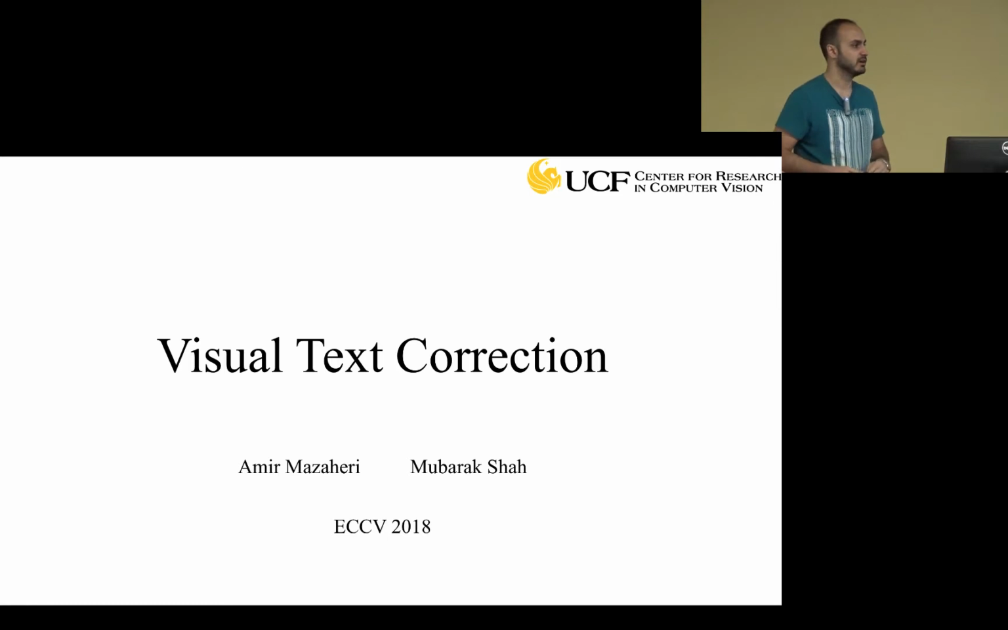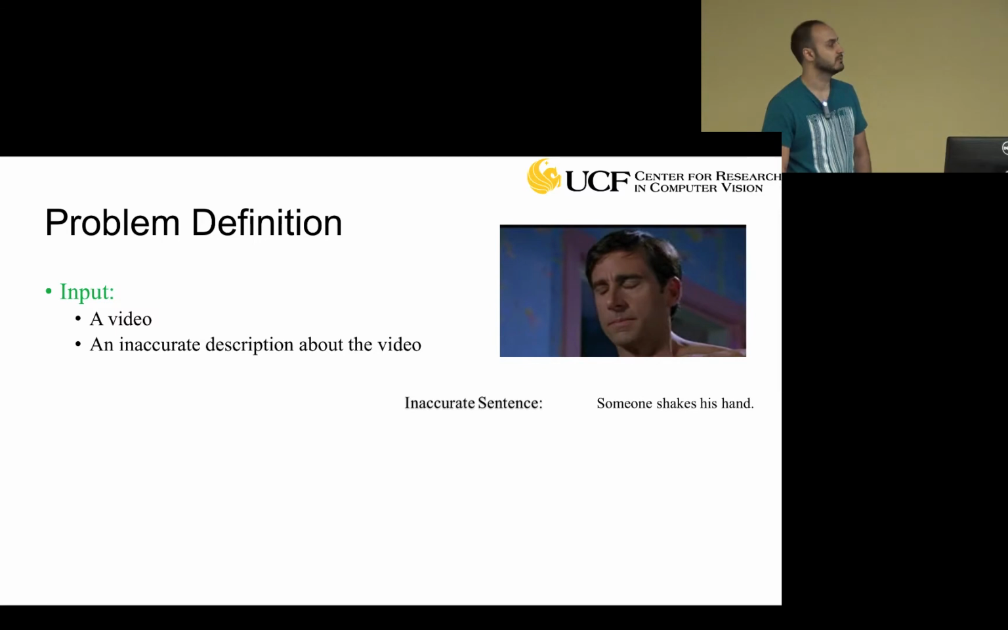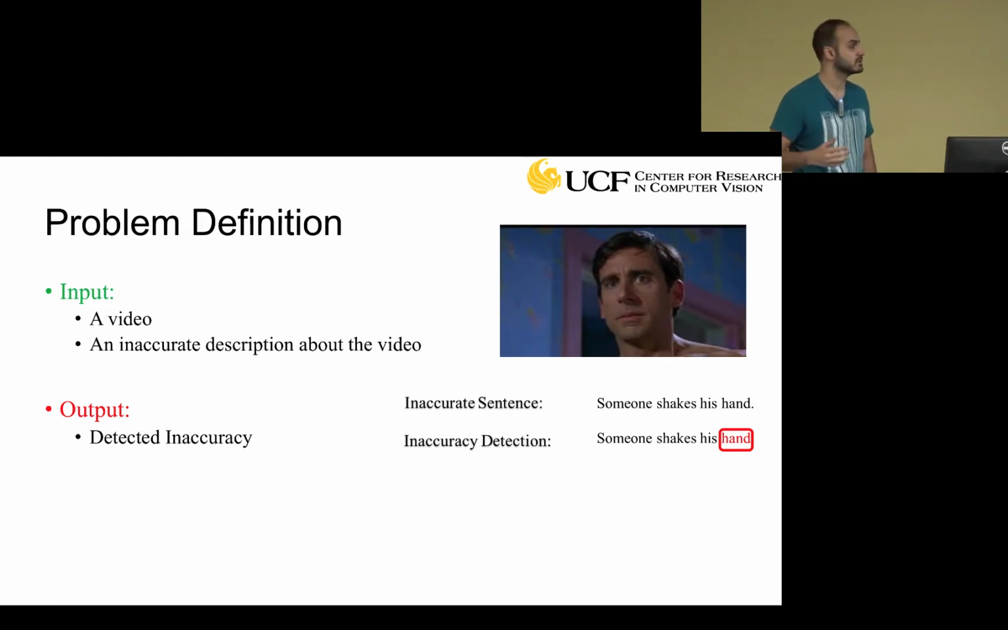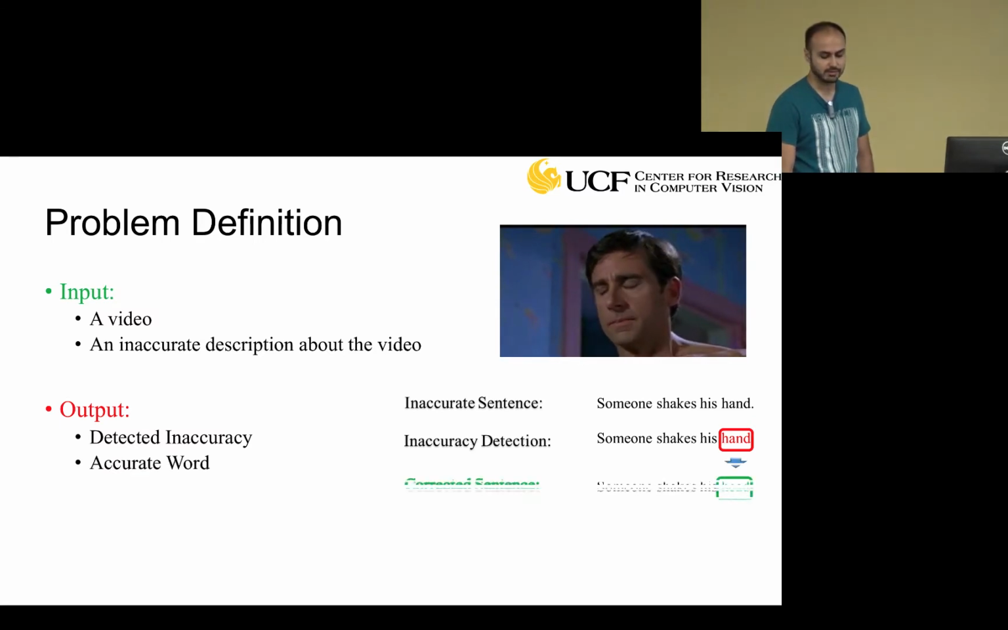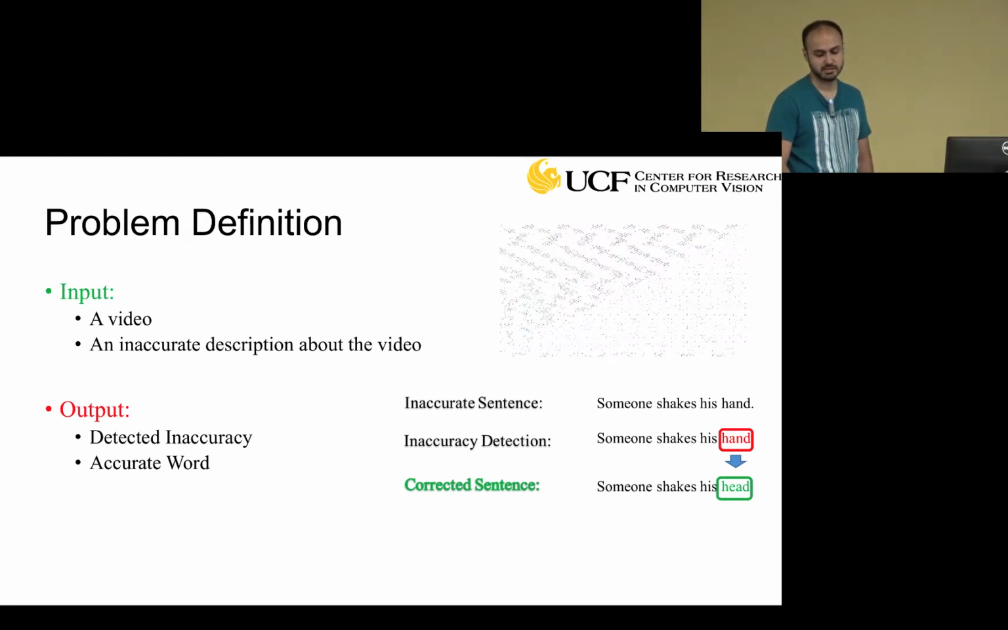So let's first define the problem. What is visual text correction? The input to this problem is a video and an inaccurate description about the video, like this sentence: "Someone shakes his hand." As you can see, there is no hand in the video, so it's an inaccurate sentence. The output is a detected inaccuracy, where we want to say the word hand is inaccurate, and an accurate word to suggest to replace the inaccurate word and make the sentence accurate: "Someone shakes his head."